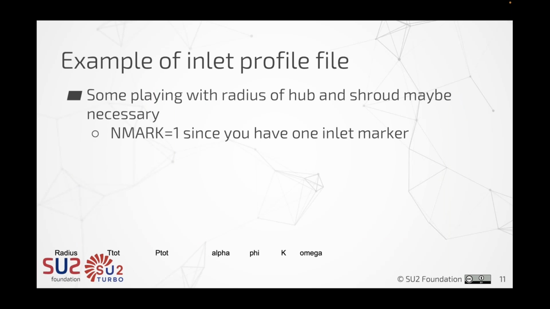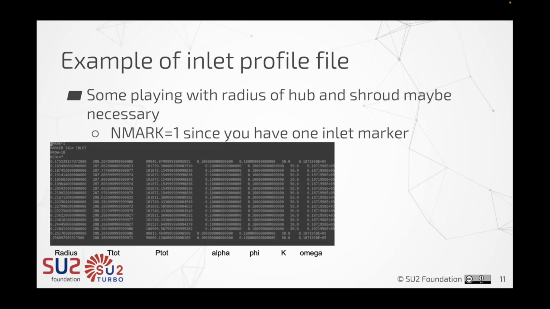So in mark 1 says that you have one inlet marker. So here's an example of the file. So you have the radius here, and your total temperature, total pressure, the alpha phi, and your K and your omega. And you have number of rows and number of columns. You have to specify these.